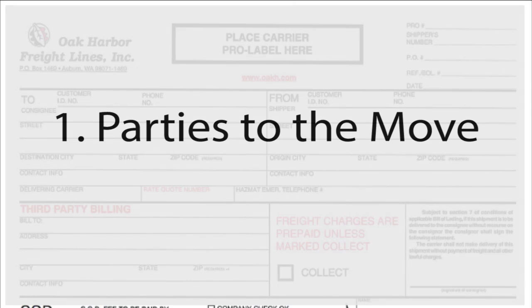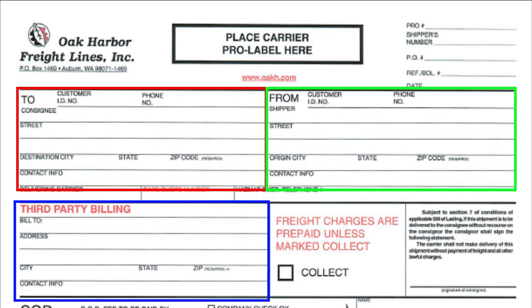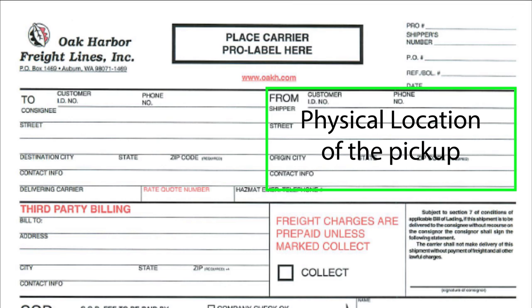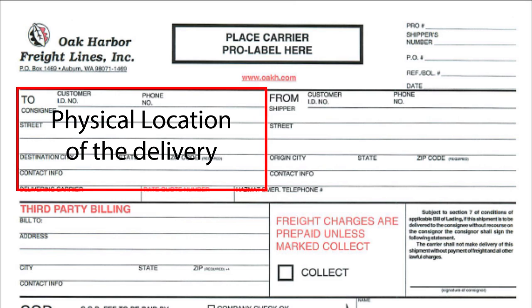The first section we're going to look at are the parties. There are 3 parties listed on the bill of lading: the shipper, the consignee, and the third-party billing. The shipper is the originator of the freight. It is always the location where the freight is picked up. On some bills of lading, it's called a consignor. The consignee is the party that's receiving the freight. Like the shipper location, the consignee is always a physical location.